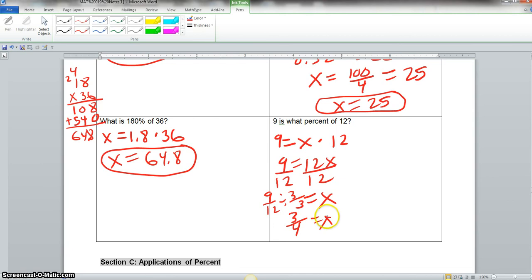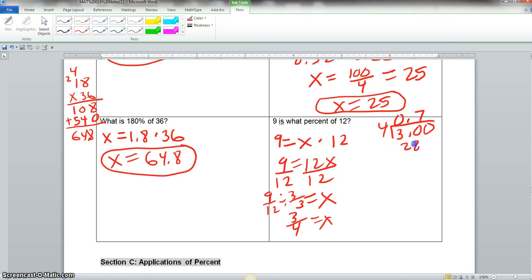Now, if this asks what number, we would be finished, or we would just have to change it to a decimal. But this asks what percent. So we need to change this fraction to a percent. So we would take 4 into 3. We'll make it 3.00. Bring up our decimal. 4 goes into 3 0 times. 4 goes into 30 7 times.